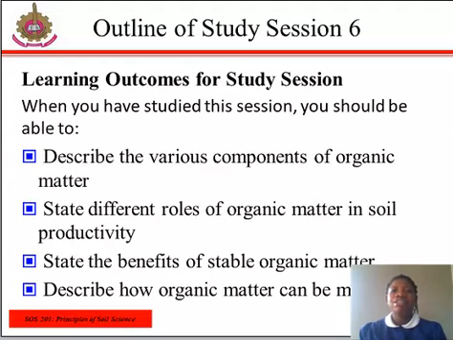At the end of this study section, you should be able to describe the various components of organic matter. You should be able to state different roles of organic matter in soil productivity. Thirdly, you should be able to state the benefits of stable organic matter. And lastly, you should be able to describe how organic matter can be managed. Let's discuss these learning outcomes one after the other.